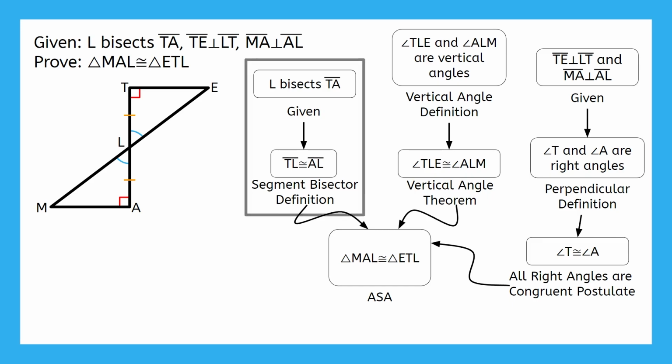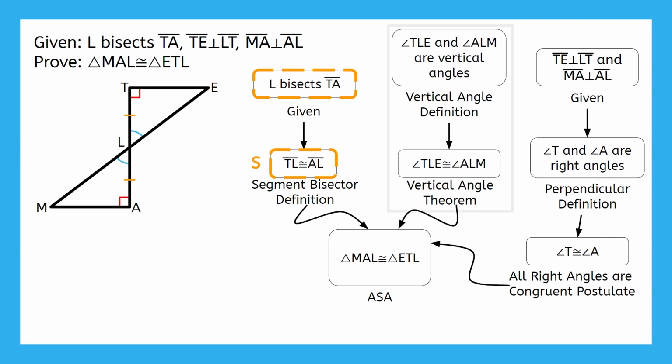In the left branch, I put my side congruence, starting with L bisects TA. The reason here is just given. And from there, I could say that TL is congruent to AL because of the segment bisector definition. When working with triangles, it can be really helpful to code your congruences to help you keep track of them. I used orange dashes for my side congruence and have also labeled this final statement with an S to show that it is my side congruence.